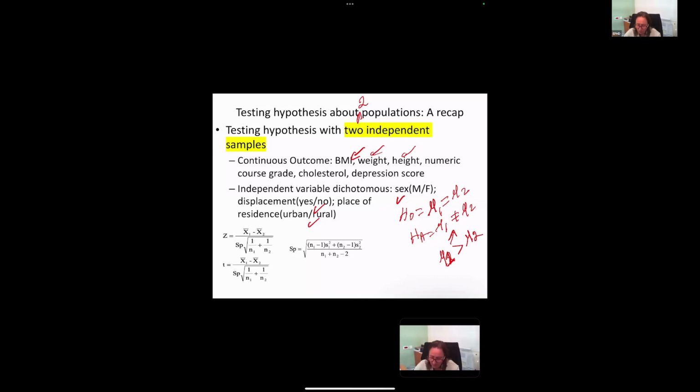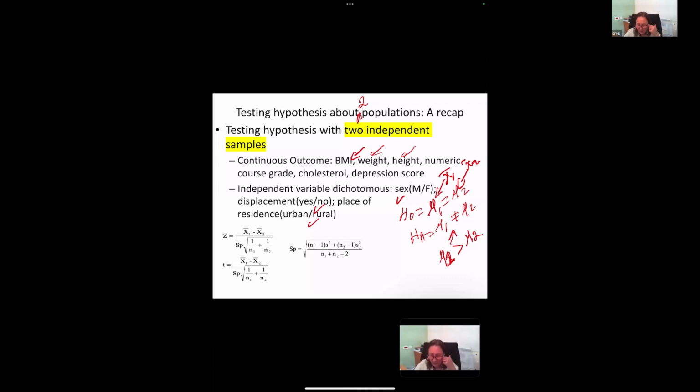Okay, mu1, mu2. And therefore, my test of significance is the same. It's x bar 1 minus x bar 2. So I find the x bar 1 for the male, for instance, or for the displaced, the x bar 2 for the non-displaced, and my test statistic is x bar 1 minus x bar 2 over the pooled standard deviation times the square root of 1 over n1 plus 1 over n2.